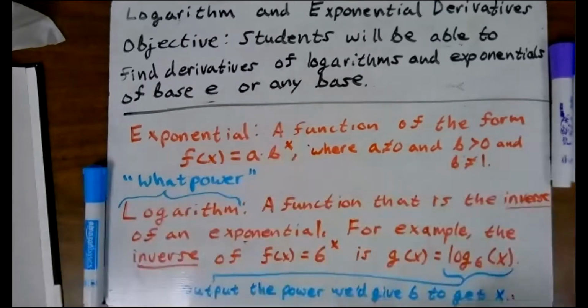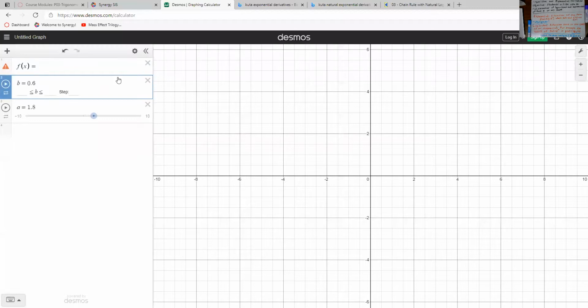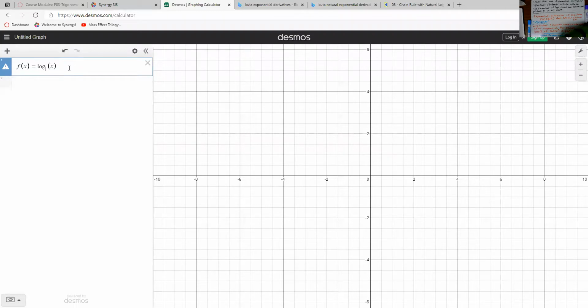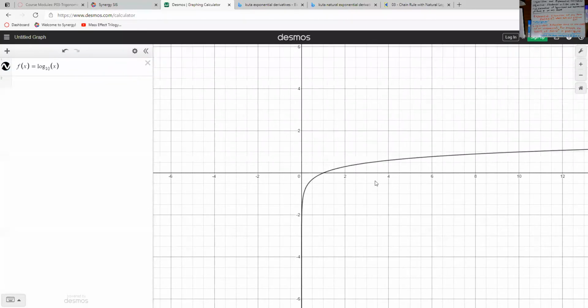So let's really quick take a look at logarithms in Desmos. Now, every logarithm has a base. It could be base 2 or 3 or 4 or 5 or 6 or whatever. Let's go with log of base 10. Now, logarithms have a vertical asymptote at the y-axis.